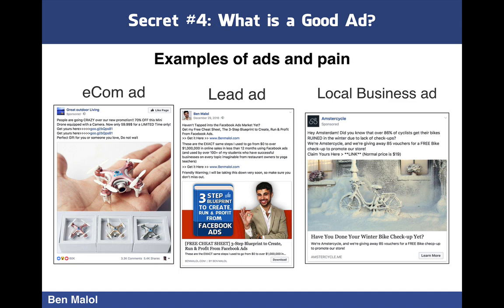So the pain here is a kind of financial pain, right? Did you know that over 86% of cyclists get their bikes ruined in the winter due to lack of checkups? Well, you don't want to be one of those statistics, right? This is for a local business. The people in Amsterdam in the winter definitely don't want to ruin their bike. And I'm saying here that over 86% of cyclists, the tongue twister there, get their bikes ruined in the winter. So I'm touching on that pain.